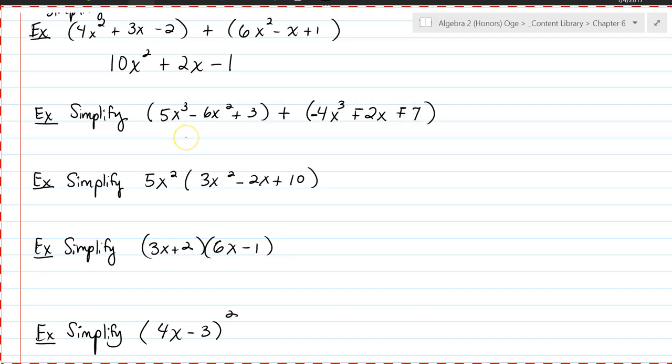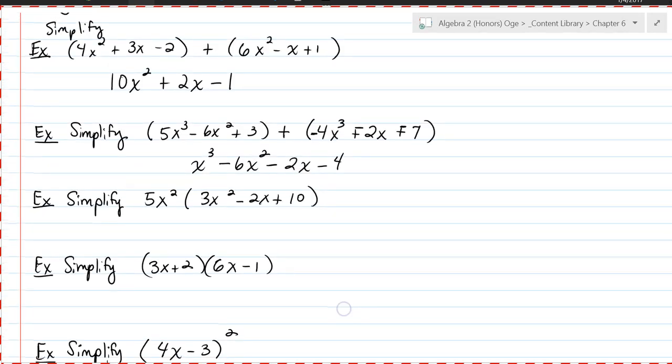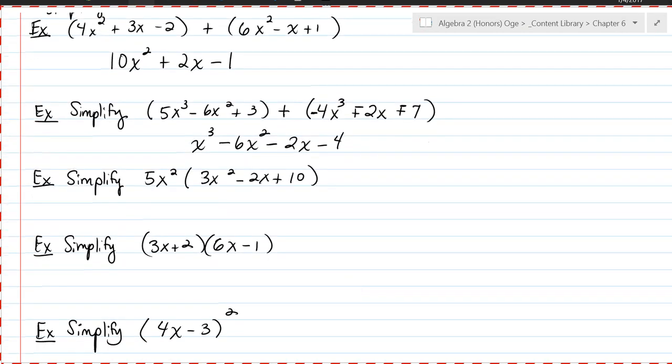So we've got 5x cubed and negative 4x cubed, which is just x cubed. We've got negative 6x squared, and I don't see any other x squared, so I'm just going to put negative 6x squared. And I also have a negative 2x that does not have a like term to add to, so I'm going to write negative 2x. And then I have 3 plus negative 7, which is negative 4. So we remember that we're adding like terms. Okay, so that's how we add and subtract. Very simple, combining like terms.